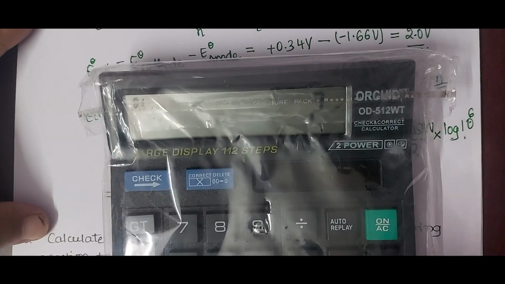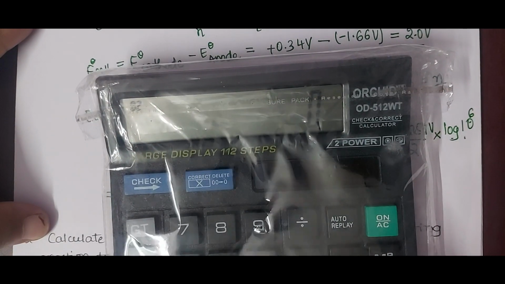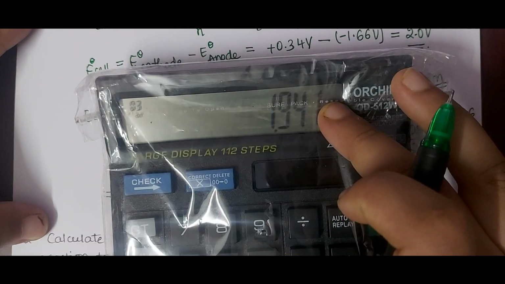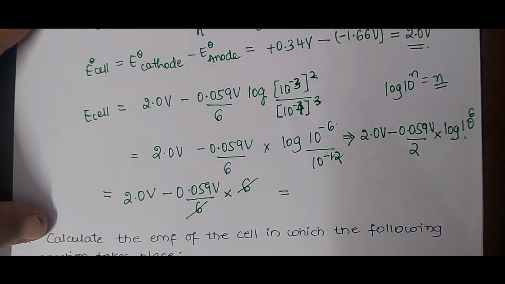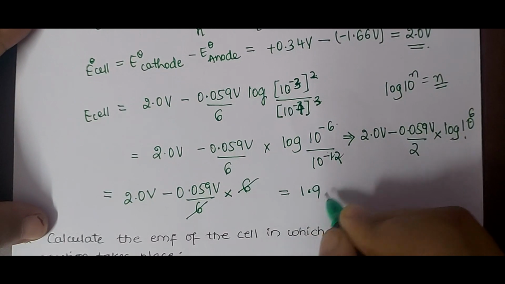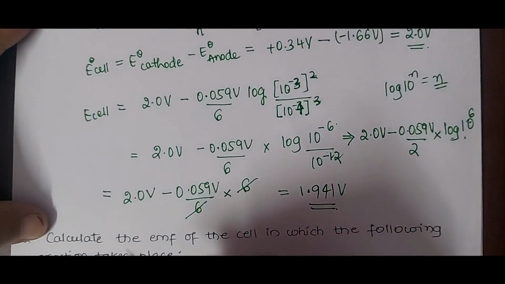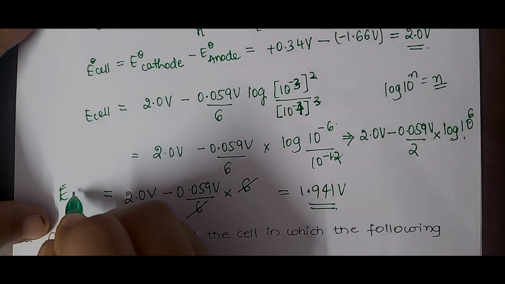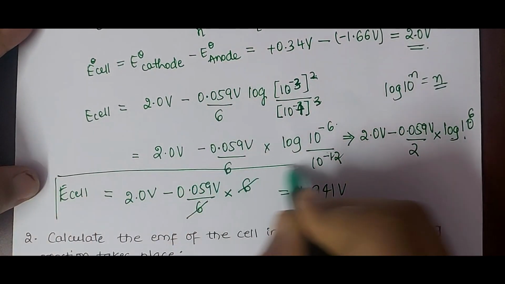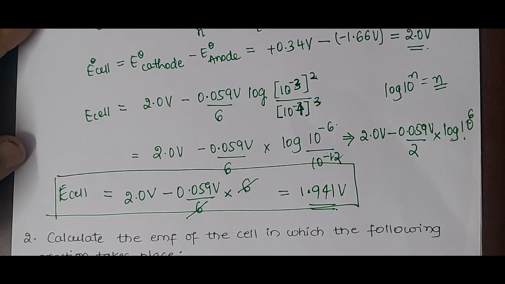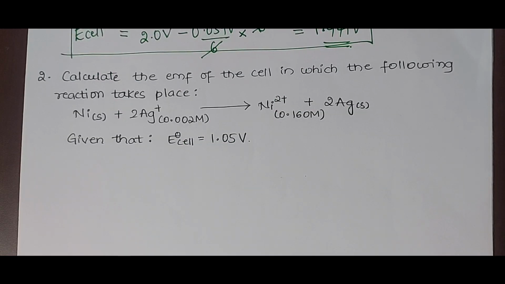So when you calculate here, 2.0 minus 0.059, you get the answer as 1.941 volt. So here the correct answer is 1.941 volt. So this is how we calculate E cell. So E cell equal to 1.941 volt. So we'll go with the next question.